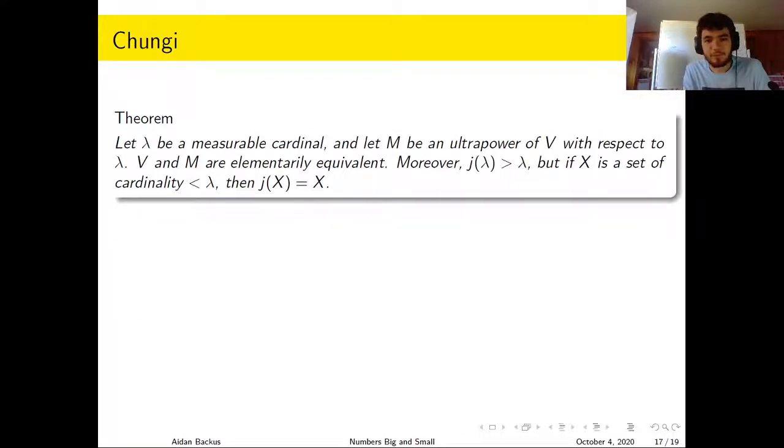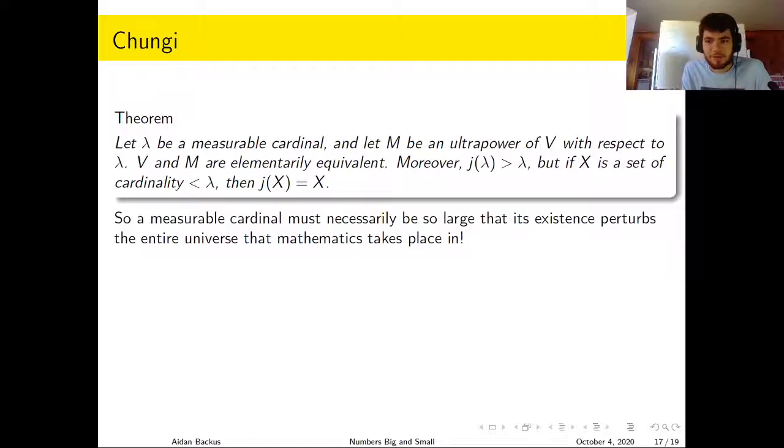Okay. Let lambda be a measurable cardinal, and M is an ultrapower of V with respect to lambda. Then V and M are elementarily equivalent. And if x is smaller than lambda, then j just sends x to itself. But j of lambda makes lambda bigger. So under lambda, nothing changes when you apply j. But if you apply j to lambda, you get a bunch of extra junk inside of lambda.